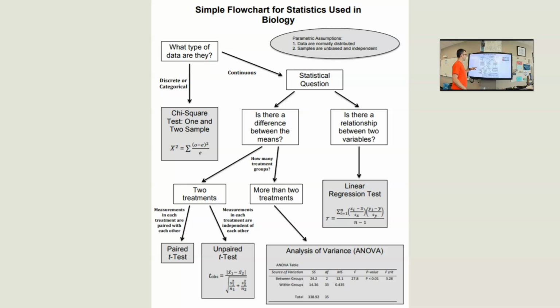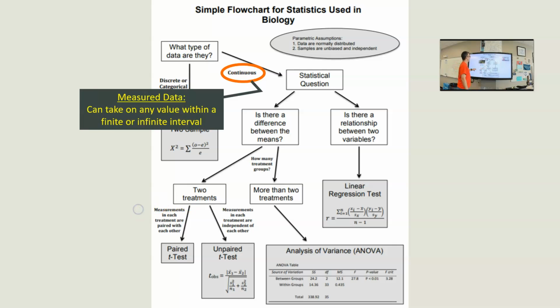We're going to move to the next one, which is continuous data. Most of your data is probably going to fall into this category, which basically is measured data. It can take on any value within a finite or infinite interval. All right, so you ask a statistical question. Is there a relationship between two variables?